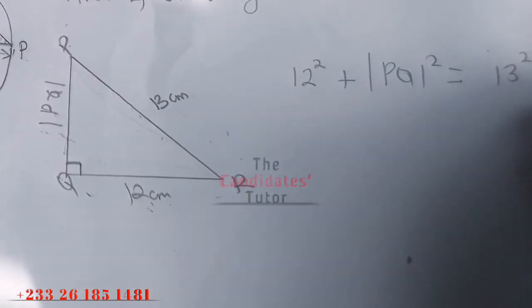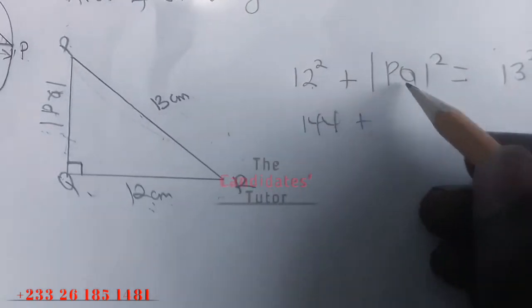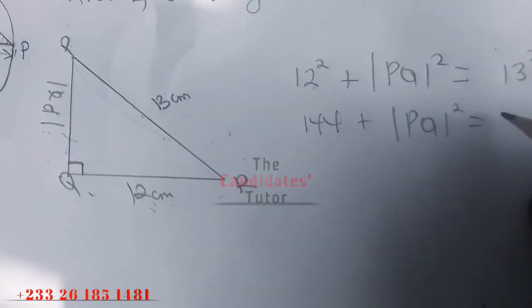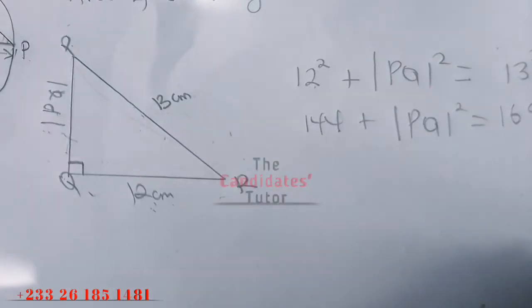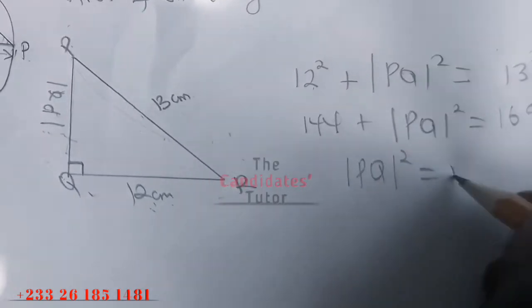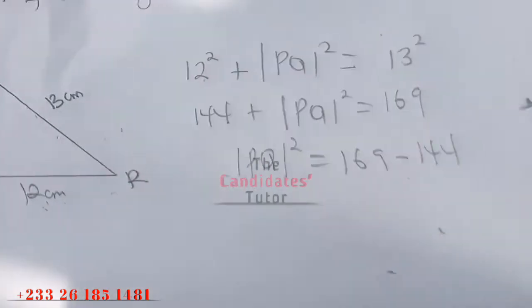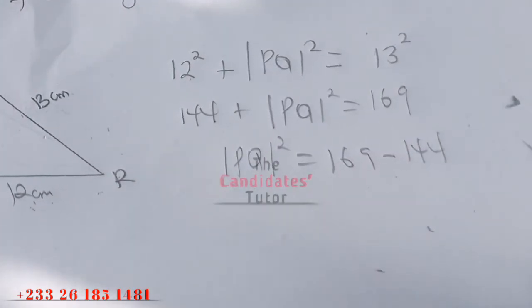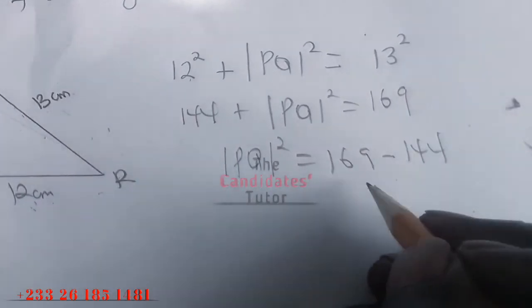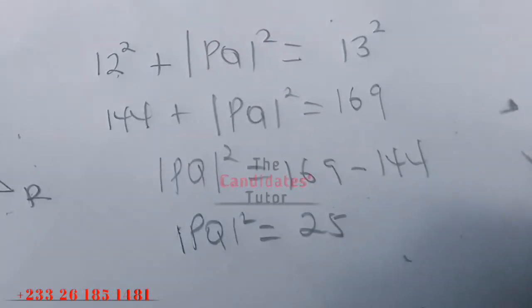13 squared. If we square 12, we're going to get 144. Then we are going to maintain this. The square of 13 gives us 169. Now, grouping like terms, we are going to have the length of PQ squared equal to 169 minus 144. Okay, and I hope you can see. Sorry that I'm using a pencil. Then we solve this side, and we are going to get 25 centimeters.